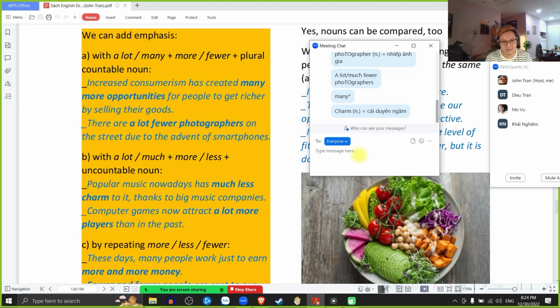Much less charm to it. Charm không đếm được nè, charm is uncountable, so less and you have to use much. Much less chứ phải là many fewer nha, trong trường hợp này phải many fewer hoặc là a lot fewer được, tại vì charm không đếm được.